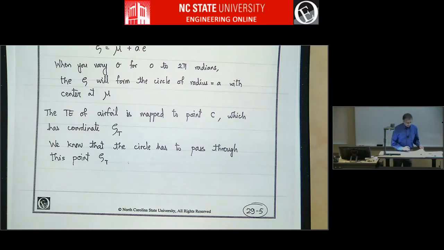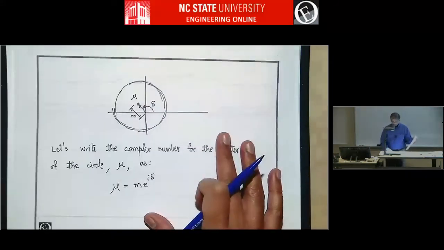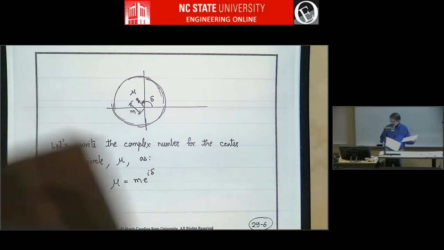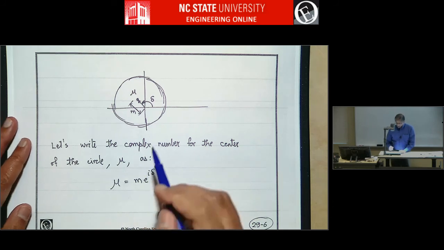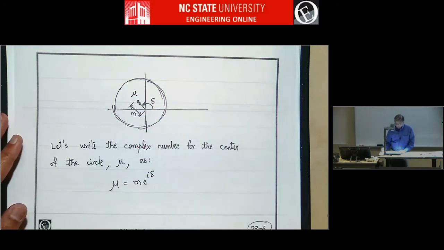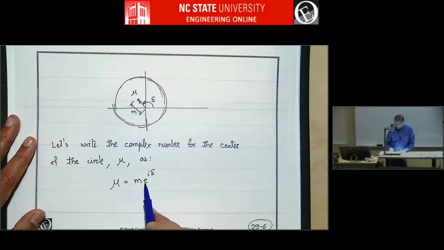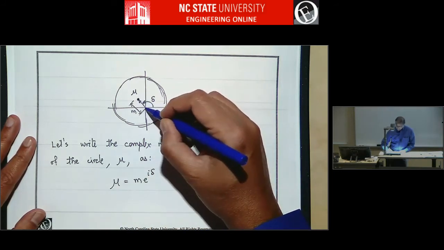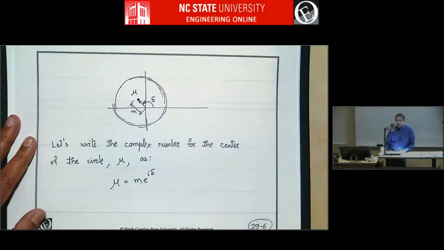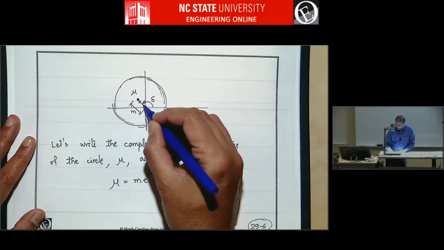So we are going to write the complex number for the center as follows. So this point that we used to call mu, we are going to write it in exponential form. We're going to write it as m times e to the power i delta. M turns out to be the magnitude of this vector, the position vector of the center of the circle, and delta is the angle that this makes.